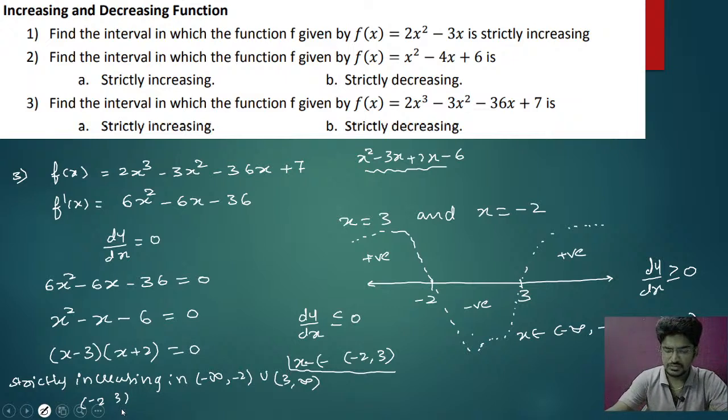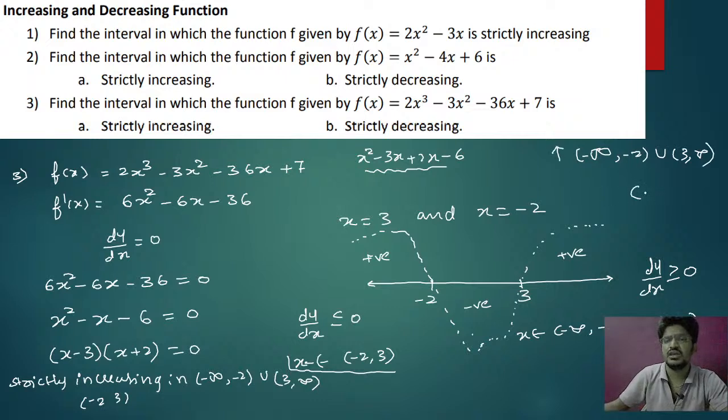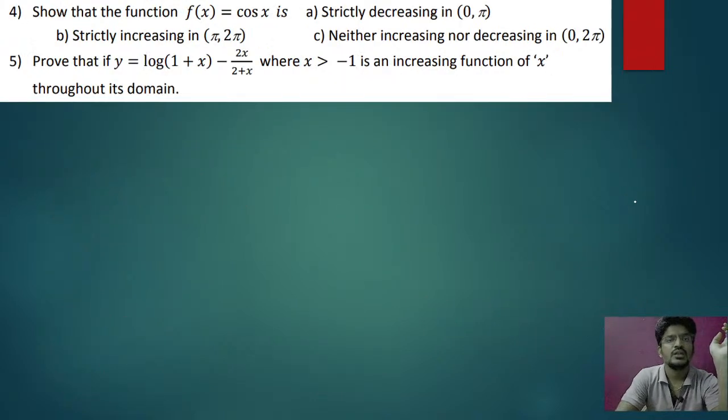Clear? So you can just see that it is increasing in minus infinity comma minus 2 union 3 comma infinity. Here it is increasing, and decreasing in minus 2 comma 3. Here it is decreasing. Clear? So very simple problems that you can understand, no problem. So go through it and you can understand them very carefully, no problem. Now I will go for the fourth one.